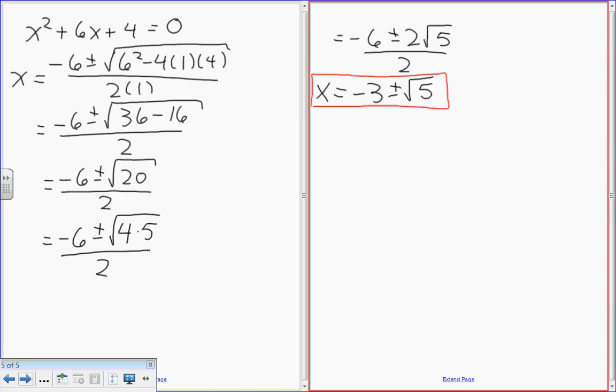Okay, so where the negative 3 came from was negative 6 divided by 2 is negative 3, right? And then 2 divided by 2 is 1. So those just cancel out. Yes.